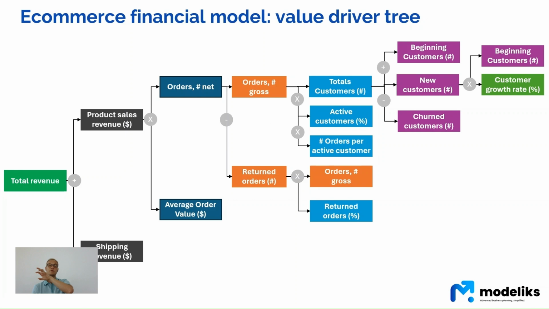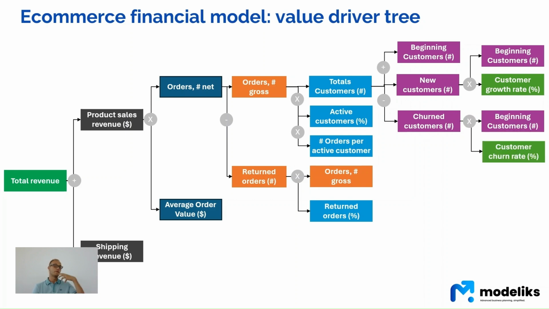And the way that we're going to calculate the number of new customers is going to be the number of beginning customers that we have at any point of time in any period during our forecast, multiplied by a customer growth rate. There is a different way to calculate the number of new customers, but for the purpose of this model, this is going to be our calculation methodology. And then the number of churned customers is equal again to the number of customers at the beginning of a period multiplied by a percentage churn rate.